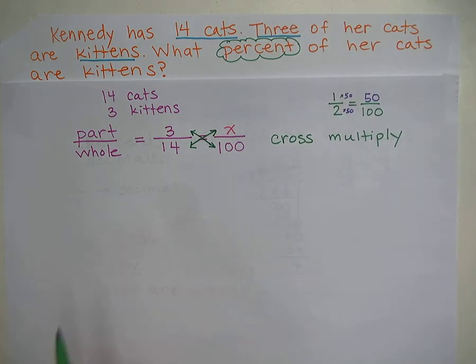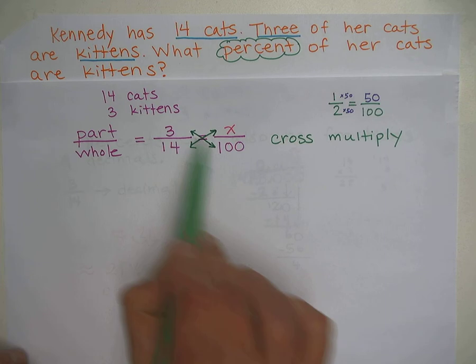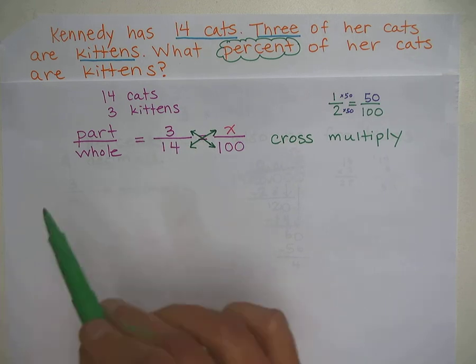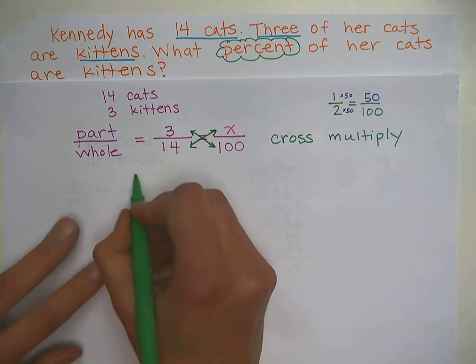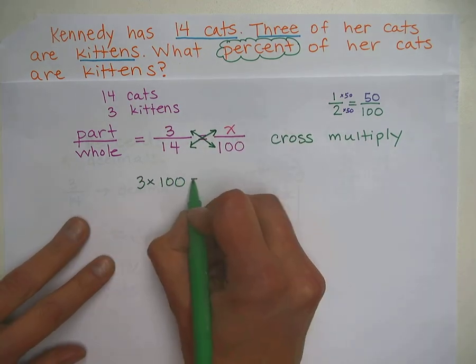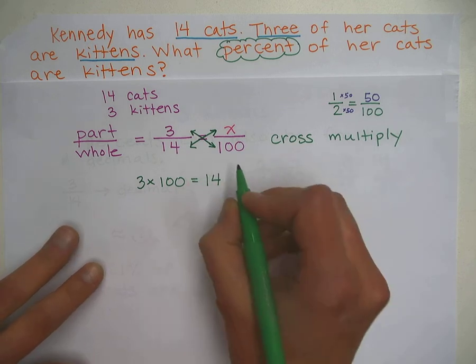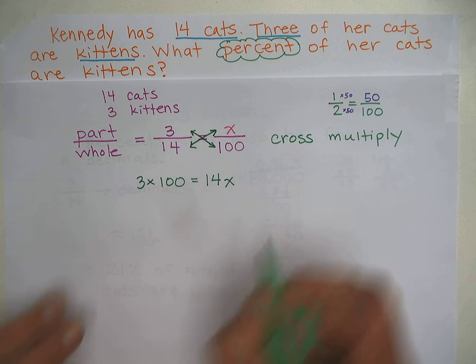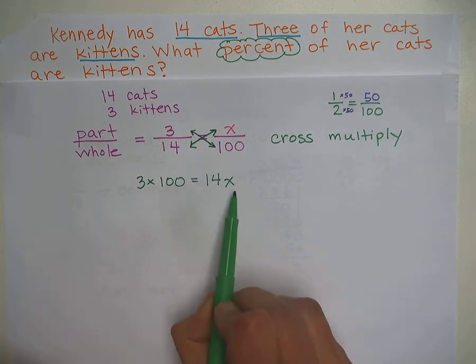And the way it works is that those cross products, or those things that are being multiplied together, are equal to the other cross product. So 3 times 100 is equal to 14 times x, which you just write as 14x. This is just the way that you write it in algebra.